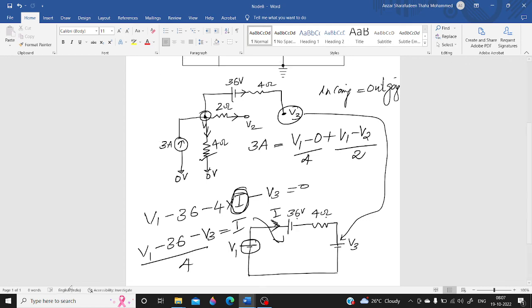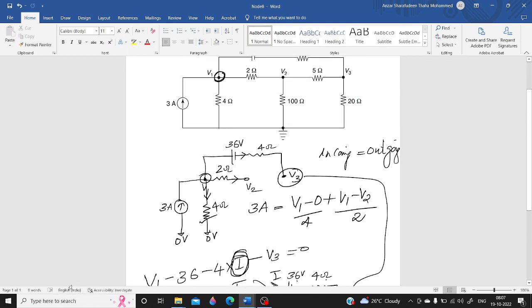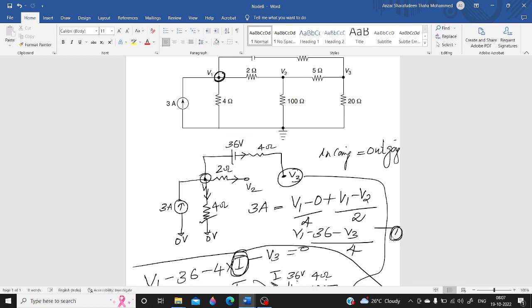So how can I find the voltage when I am moving in this direction? Here I have V1, which I assume is at positive potential. V1 minus 36, since there is a decrease in potential, minus V3 is the total voltage, divided by the resistance value, which is 4. So this is the first KCL equation with respect to node 1.